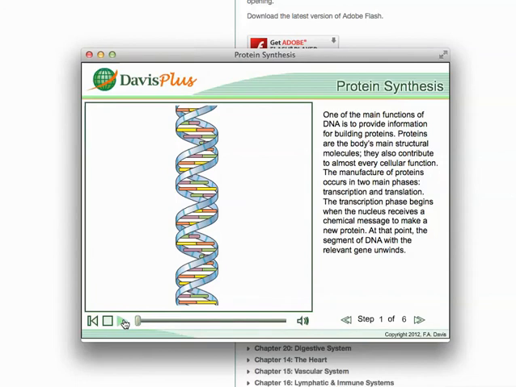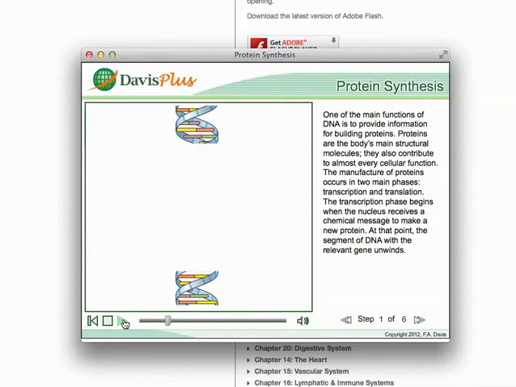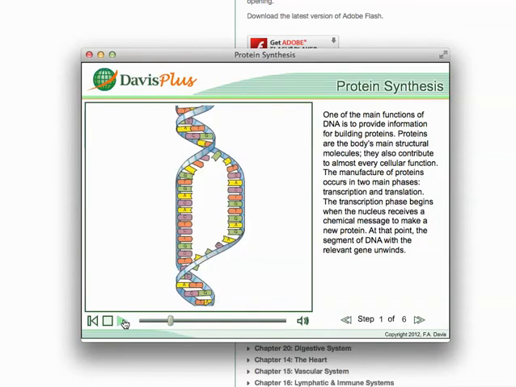One of the main functions of DNA is to provide information for building proteins. Proteins are the body's main structural molecules. They also contribute to almost every cellular function. The manufacture of proteins occurs in two main phases: transcription and translation. The transcription phase begins when the nucleus receives a chemical message to make a new protein. At that point, the segment of DNA with the relevant gene unwinds.